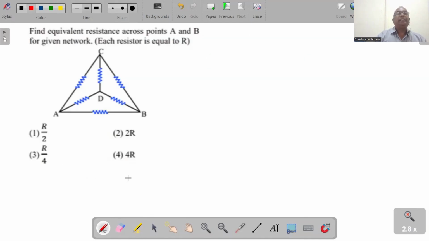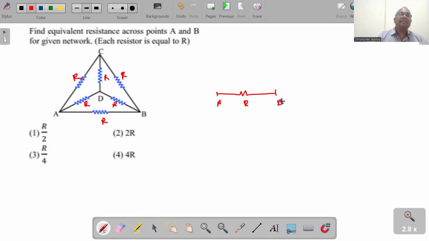Find the equivalent resistance between A and B for a given network. Here each resistor is R, R, R, R, R, R. First, I am going to draw the equivalent circuit diagram. This is R. This is AN and this is BN.